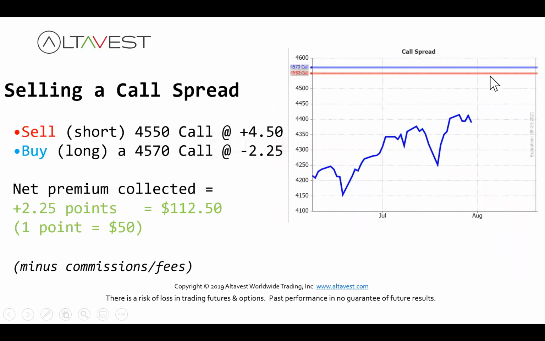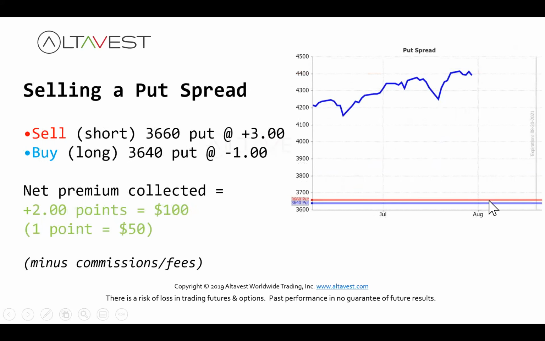But here's selling a call spread. Just an example. Here's this red line. It's a 45.50 call. So you sell it and you get 4.5 points in your pocket. So you receive that money by selling it. And at the same time, you buy the 45.70 call and you pay out 2.25. But the net result is you collect and keep 2.25 points, or $112.50 in this example, minus any commissions, of course. Same thing with a put spread. You're selling an out of the money put, collect 3 points, and then you buy the further out of the money put, and you pay a point for that. But the net result is $100 that you collect and put in your pocket.